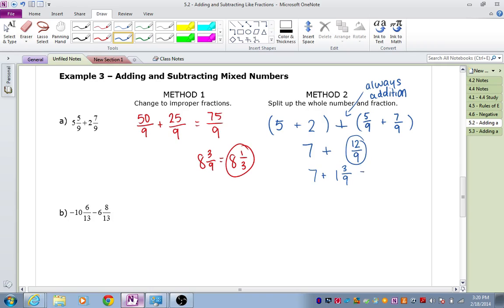Okay. 7 plus 1 is 8. So we get 8 3/9 because we can add our whole numbers together here. And then our final step is to simplify the 3/9, so we get 8 1/3. Okay, you'll notice it's the same answer we got before.